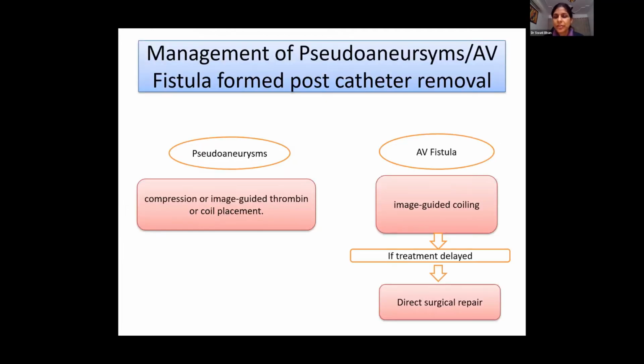Coming to management of pseudoaneurysms or AV fistula formed post-catheter removal. Once we have removed the catheter, the chances of pseudoaneurysm or AV fistula formation are there. If we suspect a pseudoaneurysm, then compression or image-guided thrombin or coil placement can be done. However, if an AV fistula is formed, then image-guided coiling should be done. If treatment is delayed, then of course direct surgical repair is to be done.